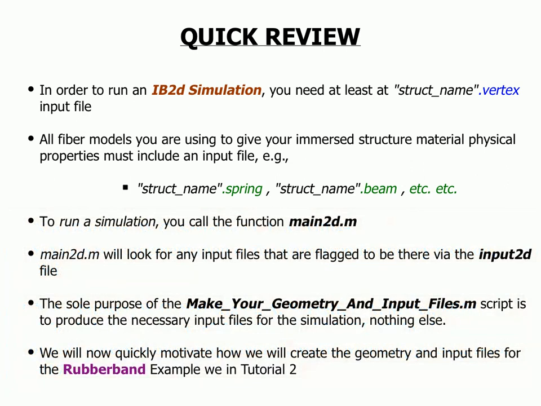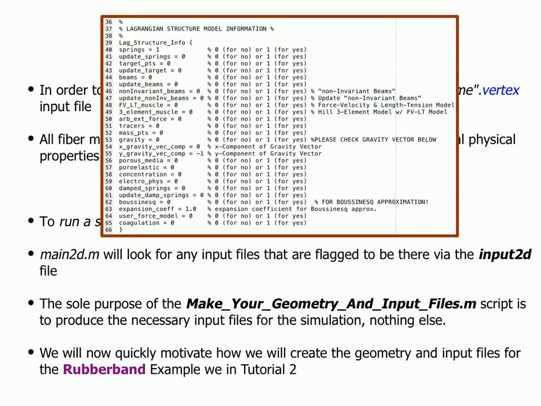And all the input file formats for each of these fiber models can be found in the following two papers. Now, once you've created all the input files, you can try running the simulation by calling the main2d script. Now, main2d will look for any input files that are flagged to be there because of what's in the input2d file. The input2d file, remember, is where you declare what fiber models you're expecting to use in your simulation. For example, in this particular input2d file, the only fiber model that's listed to be there is springs because of the 1. All the other fiber models have zeros, illustrating that the simulation isn't going to use that particular type of model.